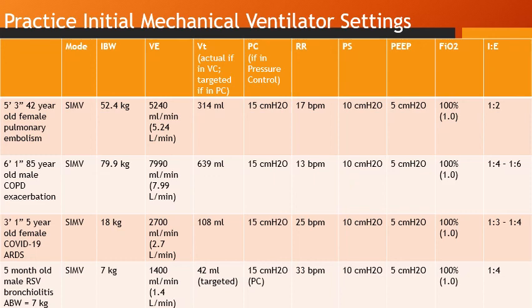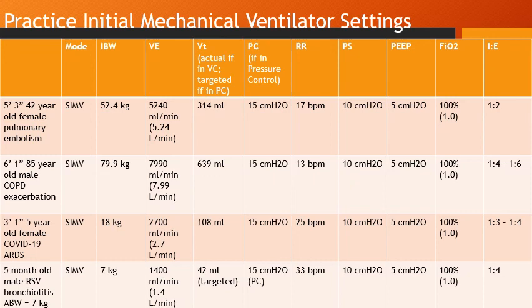And then lastly, we have our 5-month-old male with RSV bronchiolitis. This patient has an actual body weight of 7 kilograms. Still going to use SIMV for our mode. And if you remember, for infants, so less than 1 year old, we're not going to calculate an ideal body weight. What we're going to use for their ideal body weight is just their actual body weight. So for this patient, 7 kilograms.